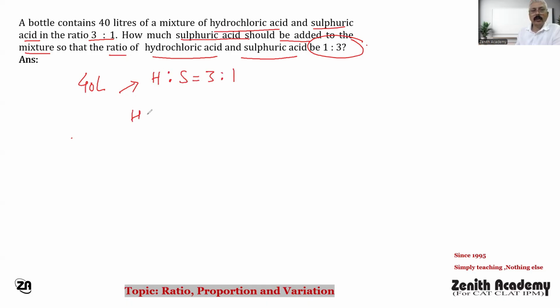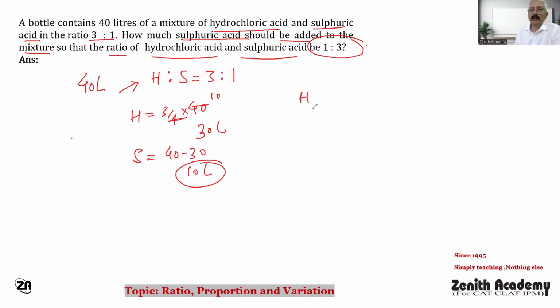So hydrochloric acid will be 3 upon 4 of the 40, which means it is 30 liters. So sulfuric acid will be 40 minus 30, 10 liters. And now, how much sulfuric acid should be added to the mixture so that the ratio of hydrochloric acid and sulfuric acid becomes 1 is to 3.